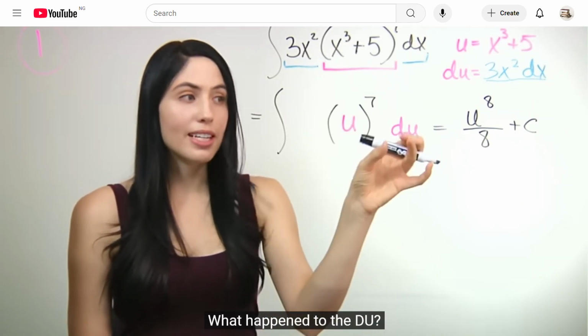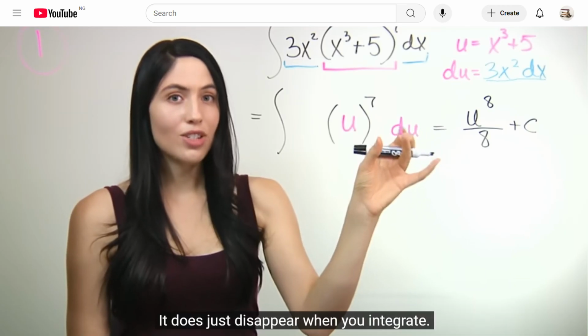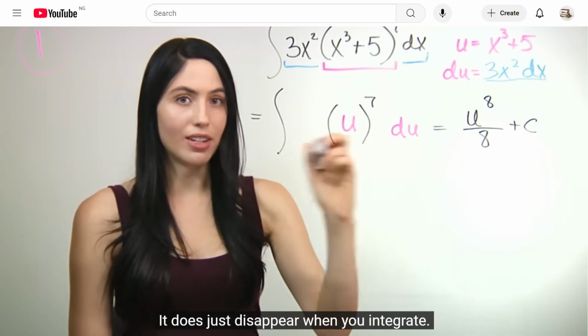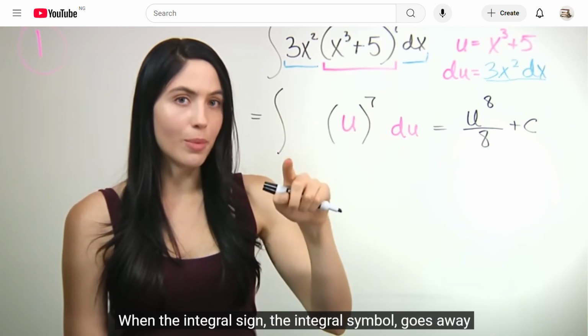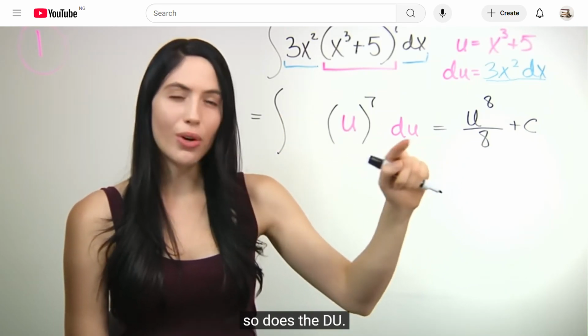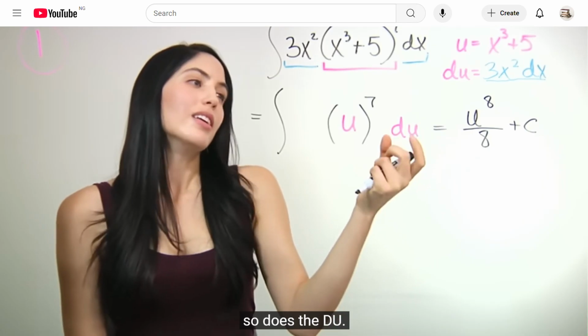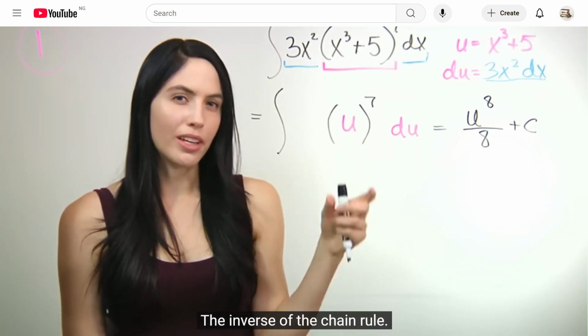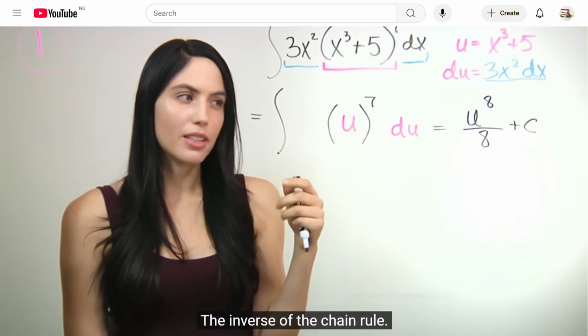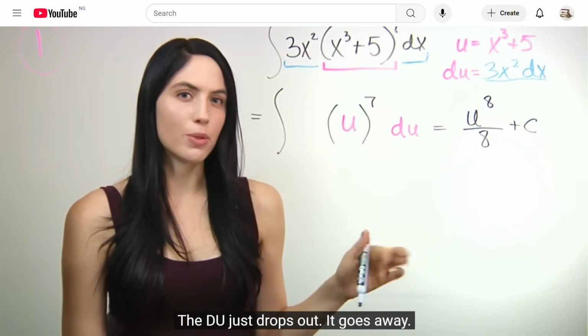What happened to the du? It does just disappear when you integrate. When the integral sign, the integral symbol, goes away, so does the du. You can think of it as undoing the chain rule, the inverse of the chain rule. The du just drops out, it goes away.